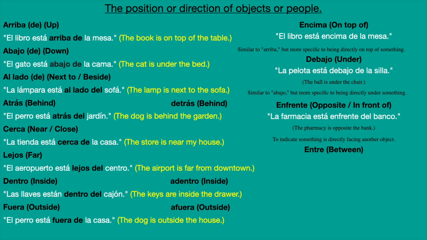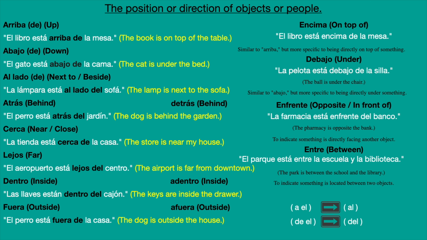And here we have entre, in between: el parque está entre la escuela y la biblioteca. So it's like in English, where you use between this and this to refer between each other. The park is between the school and the library. That is again to indicate something is located between two objects.